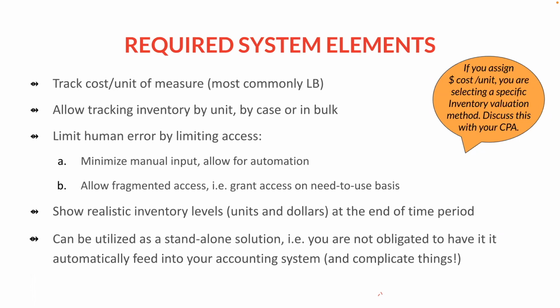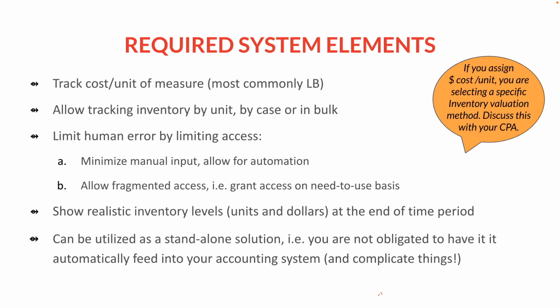And it's also important to think about fragmented access. You don't need your line item person or your production line person having access to modifying the names or SKU numbers. If they do, that's just an unnecessary level of access. They mess something up inadvertently, and then you don't know what happened. It needs to be able to show realistic inventory levels in units and dollars at the end of the time period that you selected, because you're going to use that for your inventory counts, to at least measure actual versus expected.